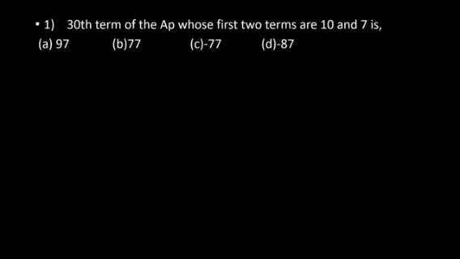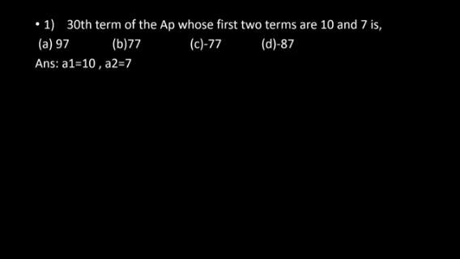30th term of the AP, whose first 2 terms are 10 and 7. Options we have 97, 77, minus 77, minus 87. So they gave 2 terms, that is A1 and A2. We will write it down now. So A1 is 10 and A2 is 7. So here we need to find out the common difference.